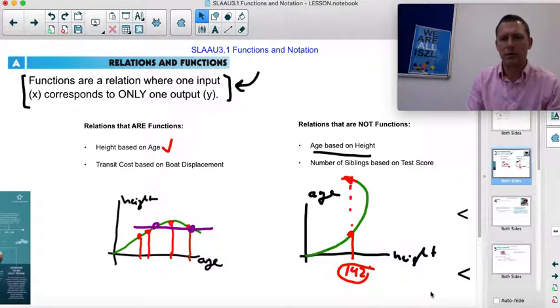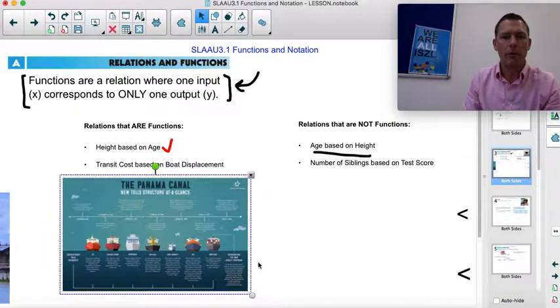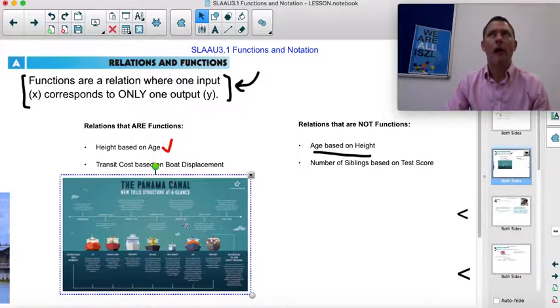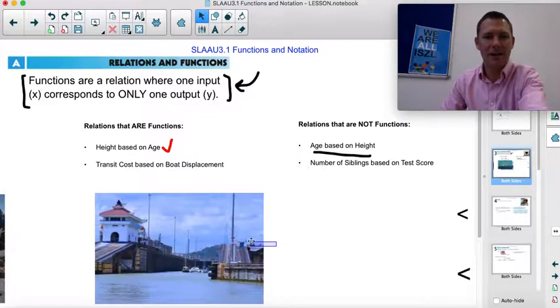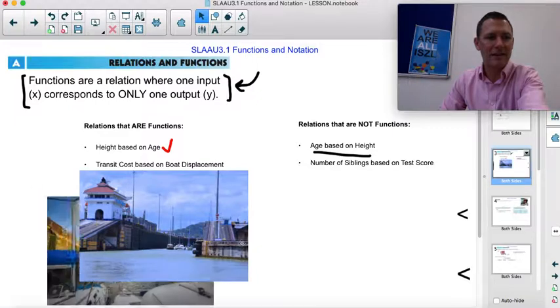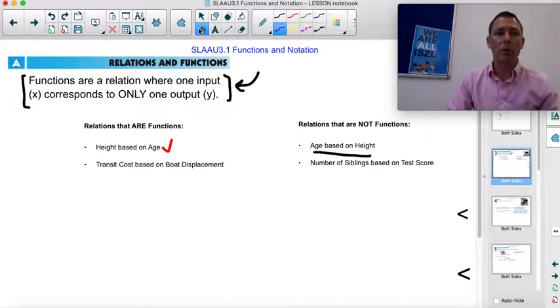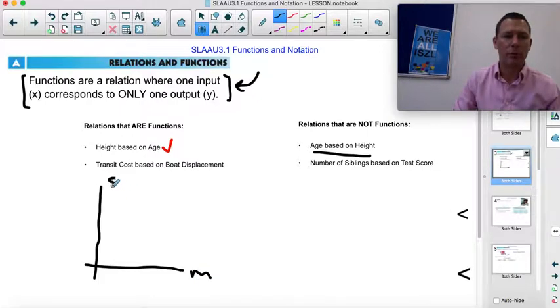I know we're getting used to it, so we'll keep giving you some other examples. Here's another example. Boats going through the Panama Canal have to pay to transit, and the cost that they pay is based on their displacement, like how much the boat weighs. So when we went through the Panama Canal, there's my boat, it's right in the middle, and that's the front of my boat. They measure your boat and they tell you how much you have to pay based on mass. And so the mass of your boat and the cost has a predictable connection.